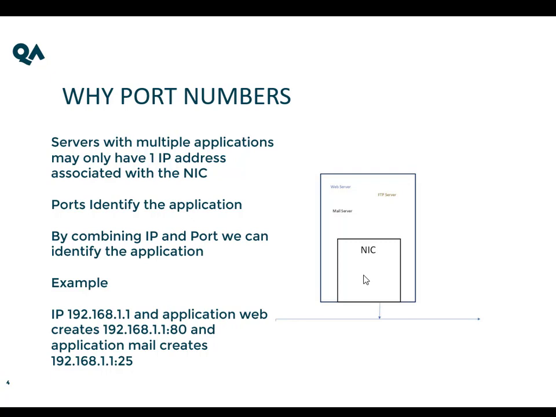So if we take, for example, that this device has an IP address of 192.168.1.1, and the application is a web application using HTTP, HTTP uses port 80. So what we're doing at this point is using port 80 to communicate that data. That will create 192.168.1.1, then a colon and a number, 80 being the port number. For the mail application, we're still using 192.168.1.1, but we're using Simple Mail Transfer Protocol, and at this point we're using port 25. So that generates 192.168.1.1 colon 25.